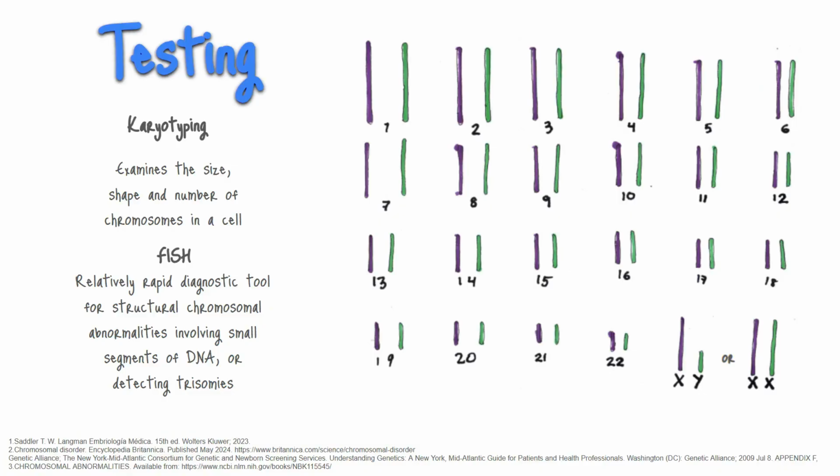FISH. This method uses fluorescent labeled DNA probes to assess the presence, location, and copy number of the complementary DNA sequence of interest in an individual genome by hybridization. This technique is particularly advantageous as a relatively rapid diagnostic tool for structural chromosomal abnormalities involving small segments of DNA, which can be microdeletions, translocations, etc., and for detecting trisomies due to a more distinct fluorescent reading.